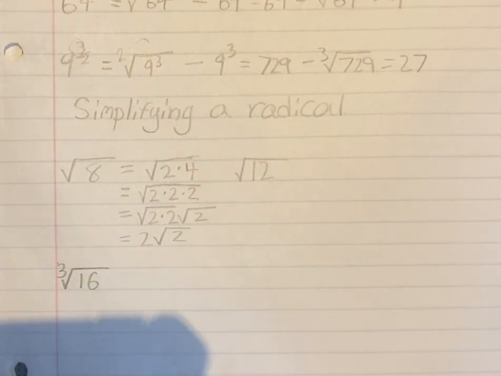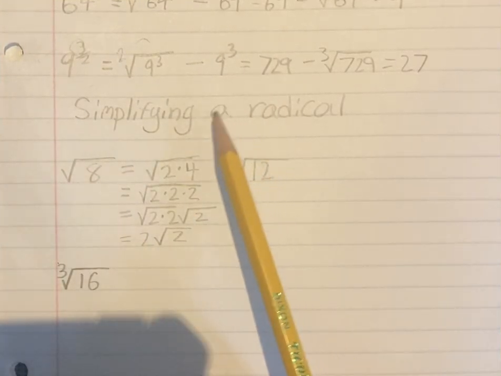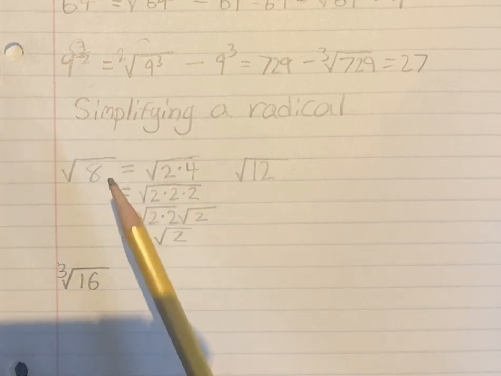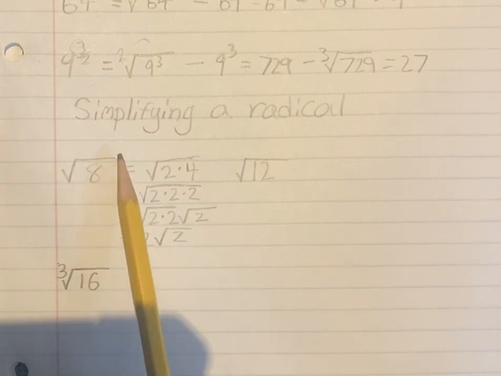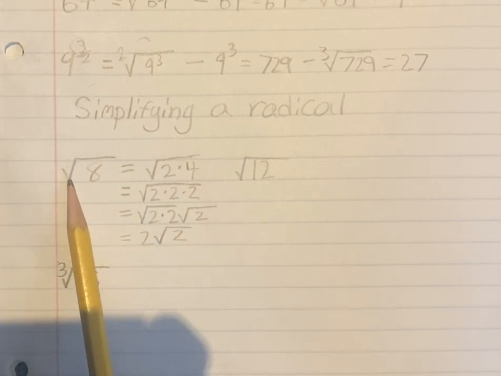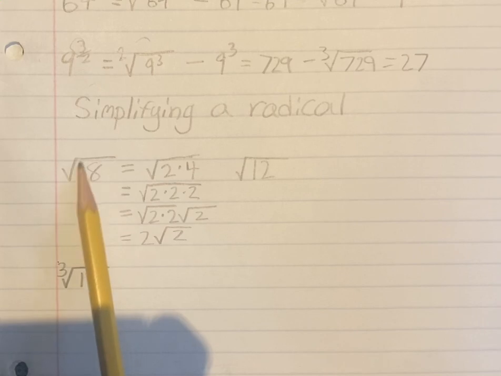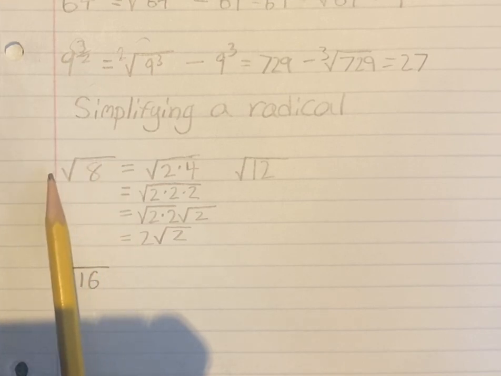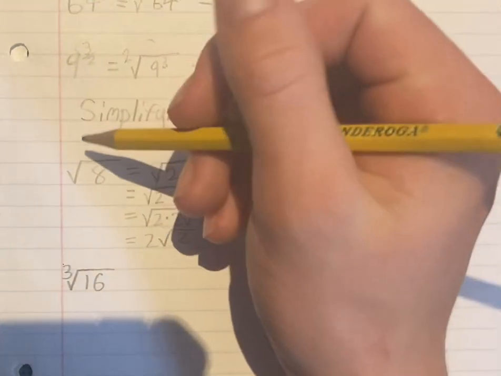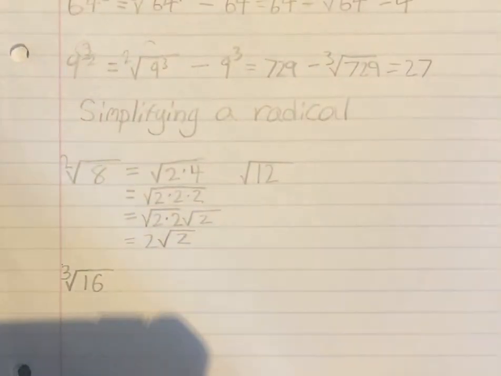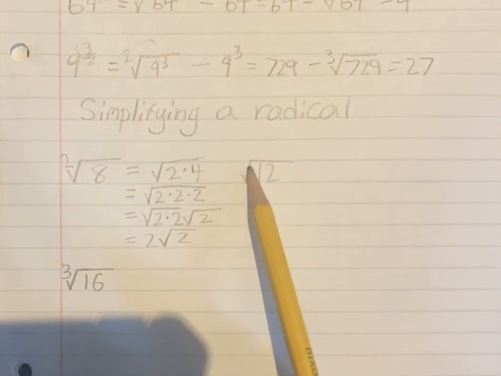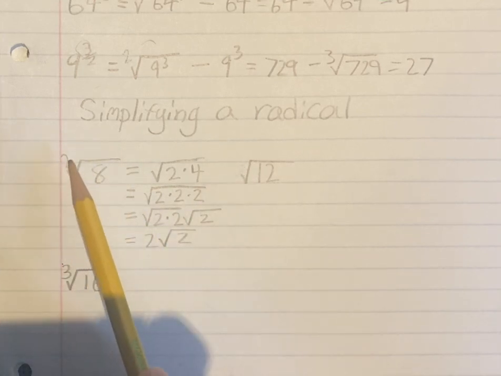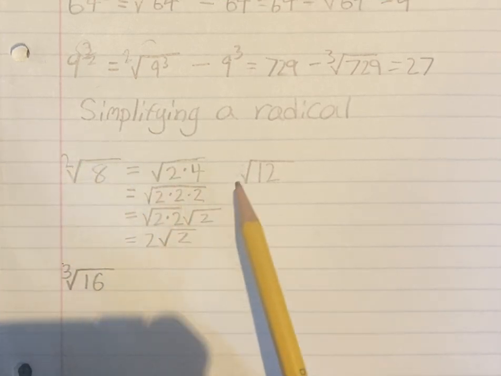In this video, I'm going to be showing you how to simplify a radical. So this is a radical. This is the radical symbol. This is the radicand, the 8 is the radicand, and here is the index. It's worth noting that if there is no index indicated, it is assumed to be 2. So this is the square root of 8, and that is the square root of 12.